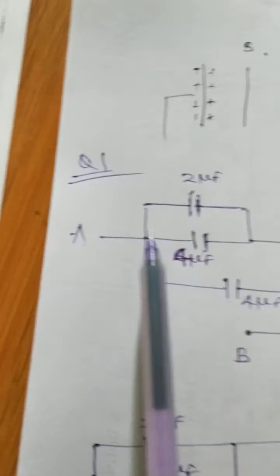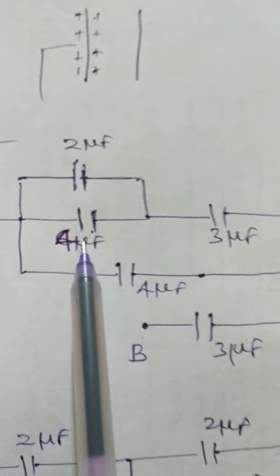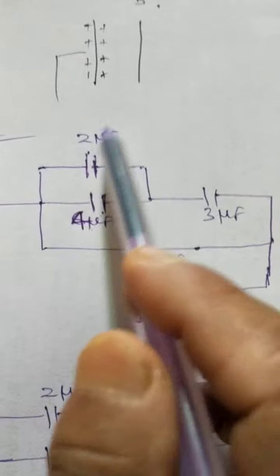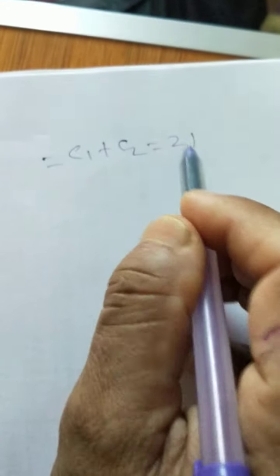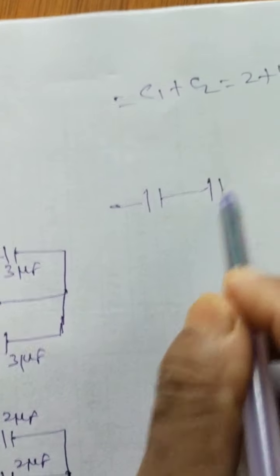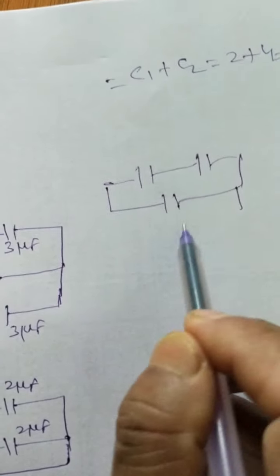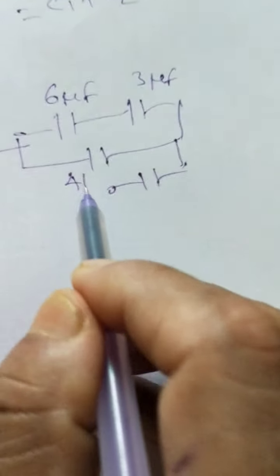If I see my figure, the first capacitors, 2 microfarad and 4 microfarad, are connected in parallel. And we know the parallel formula is C1 plus C2, so your answer will be 6 microfarad. Means your diagram will be changed like this. This is 6 microfarad, this is already 3 microfarad, this is 4 microfarad, and this is 3 microfarad.